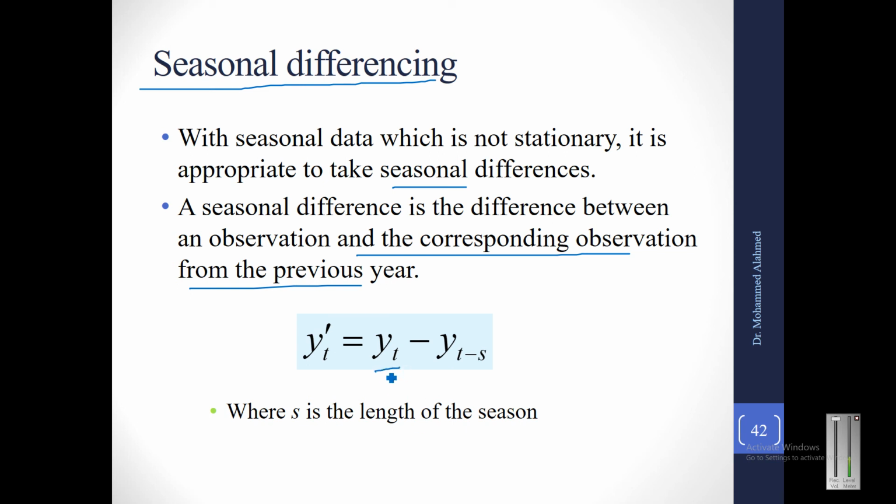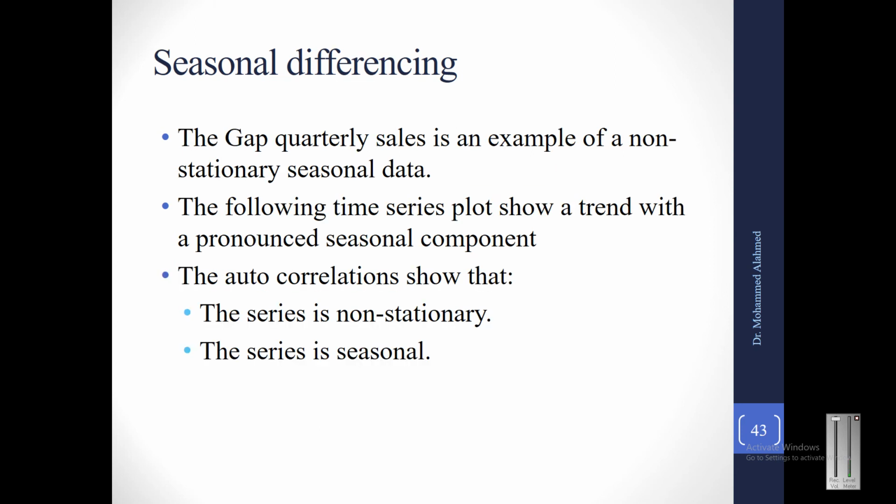So as you can see, yt is yt minus s, where s is the length of the season. So this seasonal length can be anything. For example, in finance, a year is again divided into a set of quarters, Q1, Q2, Q3, Q4. So again, if you see a seasonal pattern there, we can have a seasonal differencing. So the gap quarterly sales is an example of non-stationary seasonal data. We will again see this.